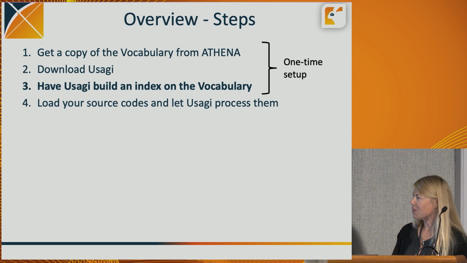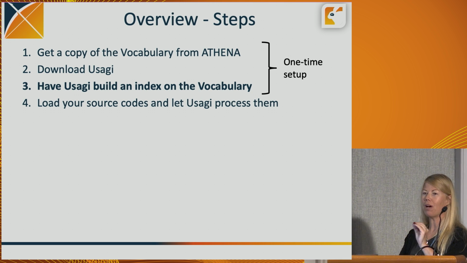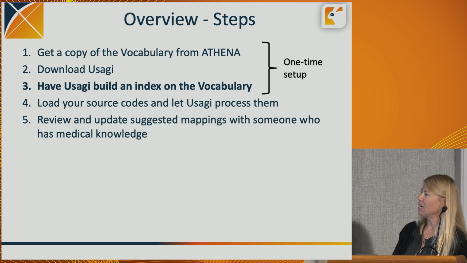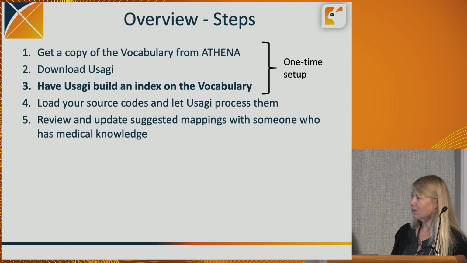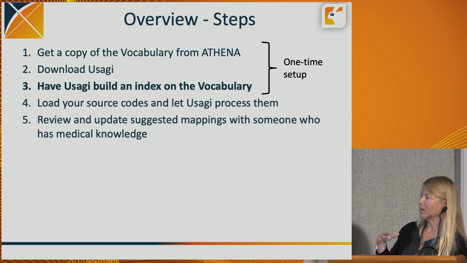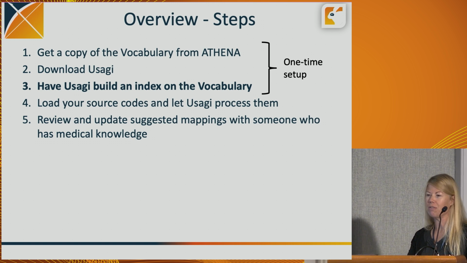You load all your source codes and you let USAGI process them, and it will give different match scores. So if it's an exact match, you'll get a 1.0, which is great. And if it's not, you'll get another number. So you review and update any suggested mappings with someone who has medical knowledge. So those 1.0s are pretty easy wins. Once you start getting down into the 0.7, 0.6, 0.5, you might want to take a closer look at those and maybe suggest a different mapping.